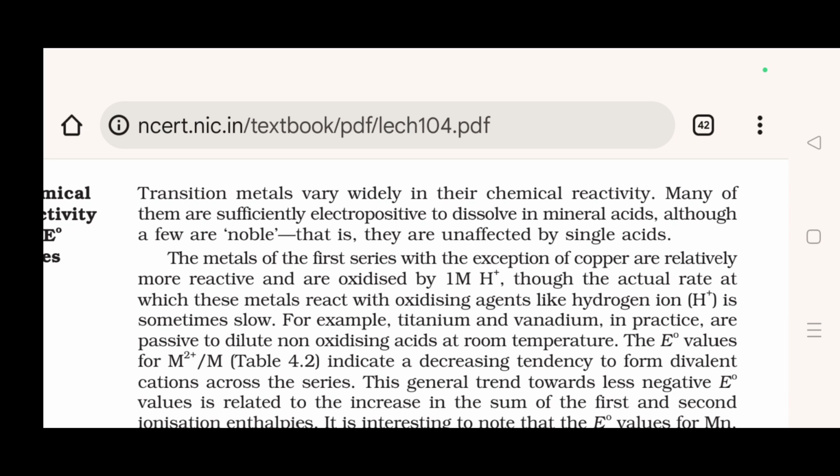are oxidized by 1 M H+, though the actual rate at which these metals react with oxidizing agents like hydrogen ion is sometimes slow. For example, titanium and vanadium in practice are passive to dilute non-oxidizing acids at room temperature. The E0 values for M2+/M indicate a decreasing tendency to form divalent cations across the series.